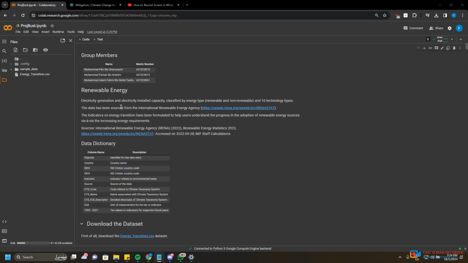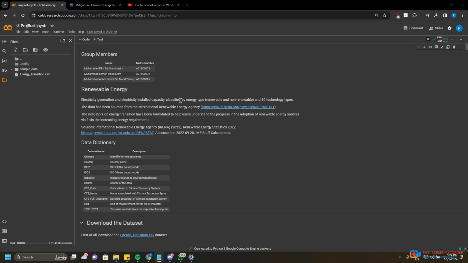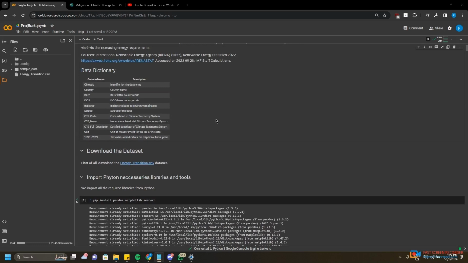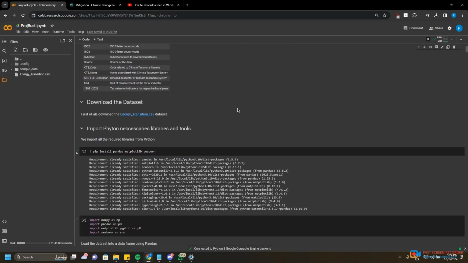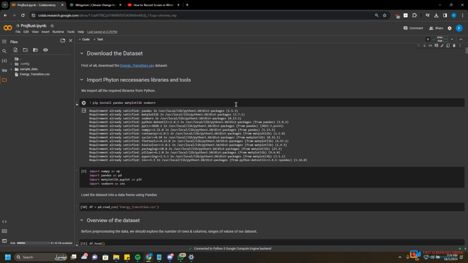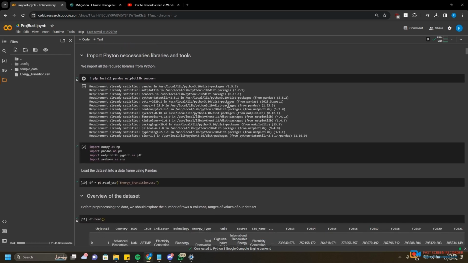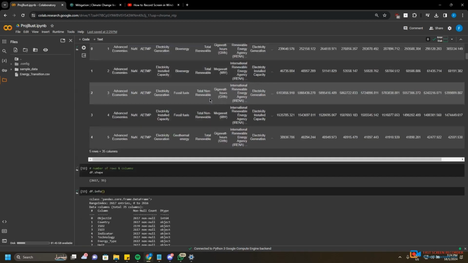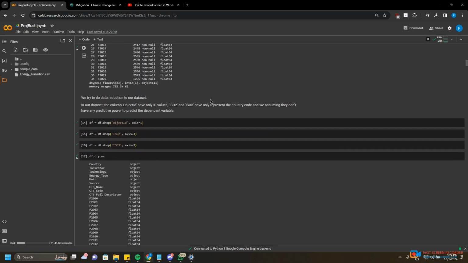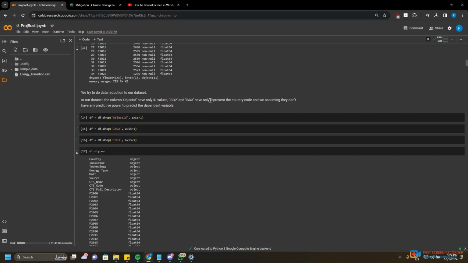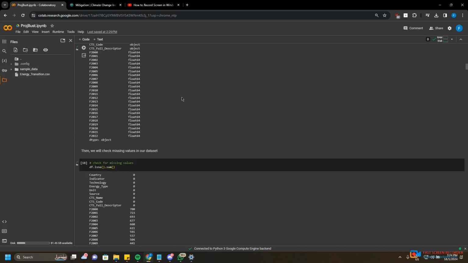So now I'm going to present our group project, which is renewable energy. First of all, we download the dataset from this website, renewable energy, and we import all the required libraries from Python and load the dataset into a data frame using pandas. So we perform some data preprocessing, like data reduction, to drop some unnecessary columns and check for any missing values.